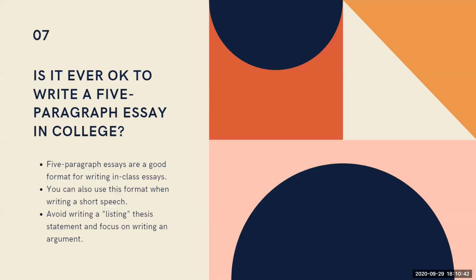You also want to avoid writing a listing thesis. So you always want to avoid that, even if you're writing an in-class essay using the 5-paragraph essay format or a speech, you just want to move away from that listing thesis. Like I said, when you list the 3 things you're going to talk about, that doesn't give your reader much of a preview of what you're actually arguing. It's just a list of things that you're going to mention in your essay. So always avoid writing that list thesis and always focus on writing an actual argument, even if you are using the 5-paragraph essay model.